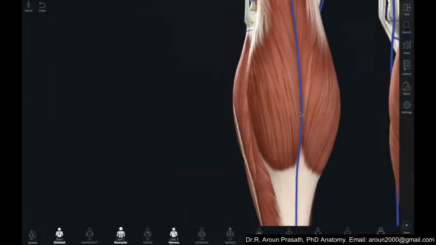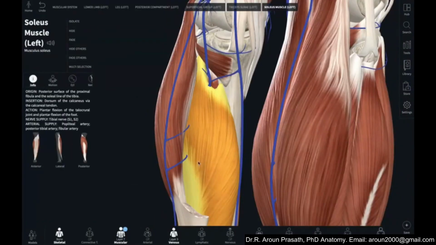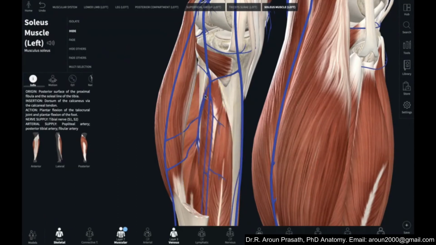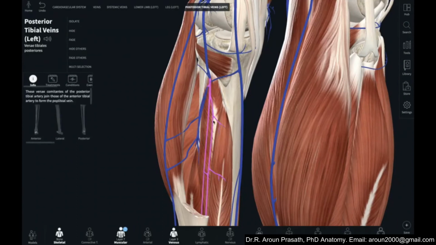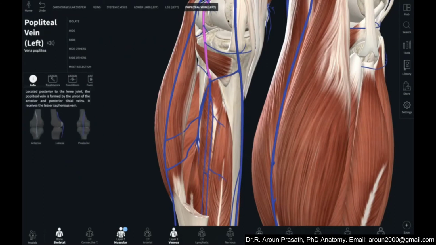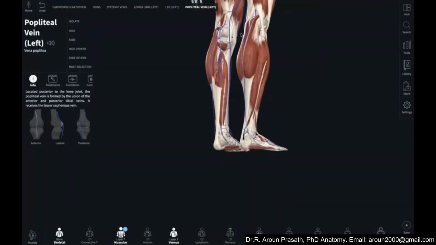So why am I giving so much importance to this? Because these deep veins pass through the soleus muscle. Whenever you stand or walk, the contraction of the soleus muscle pushes the venous blood up. The venous blood goes to the popliteal vein, then to the femoral vein, and then to the inferior vena cava.